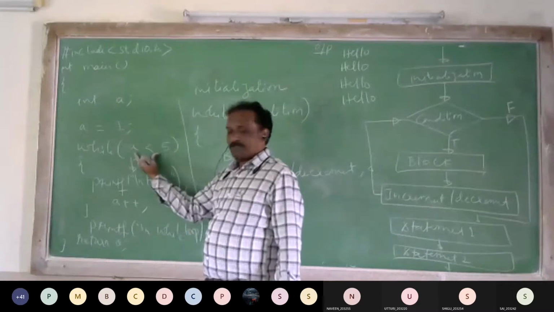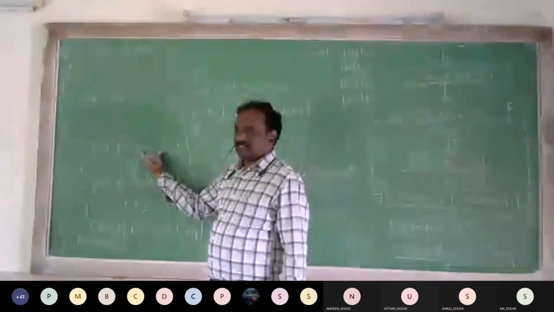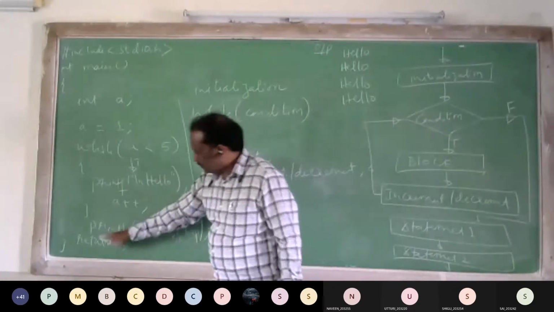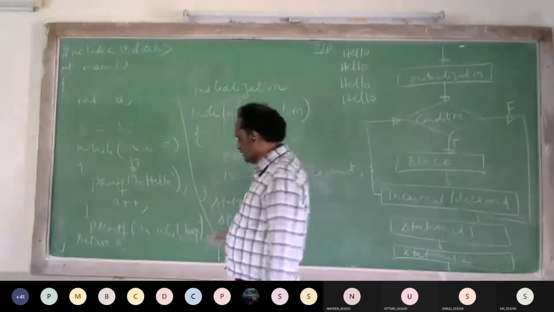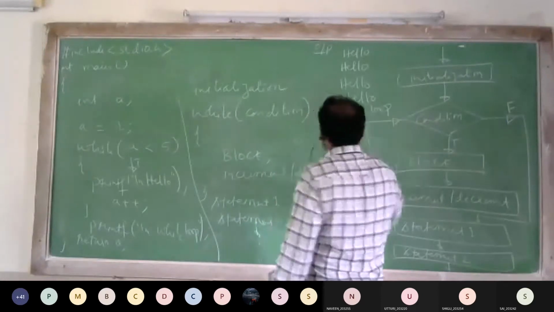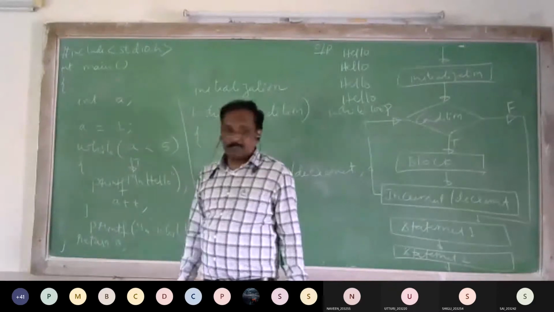Again test the condition. Is 5 less than 5? False. False means you come outside of this while block. Outside of this while block I am printing the message as while loop. So the output is while loop. Return 0. Now the program execution completes.